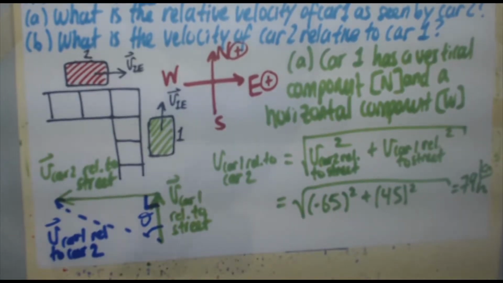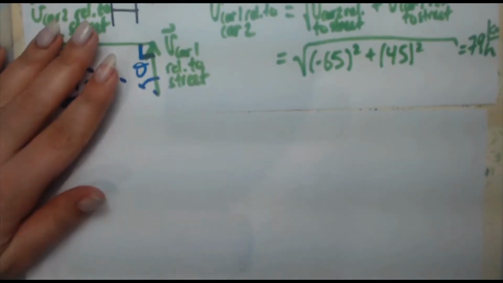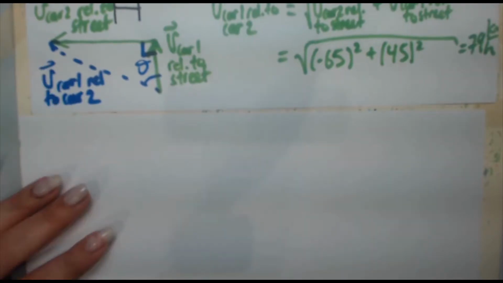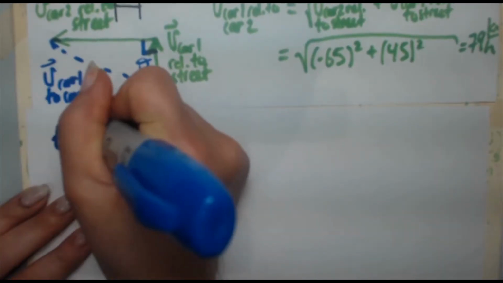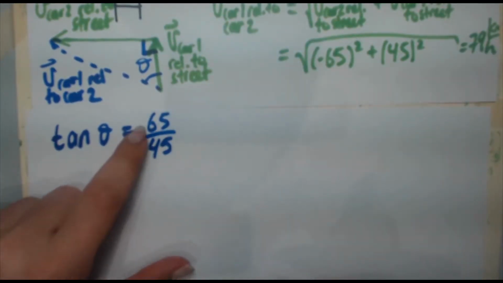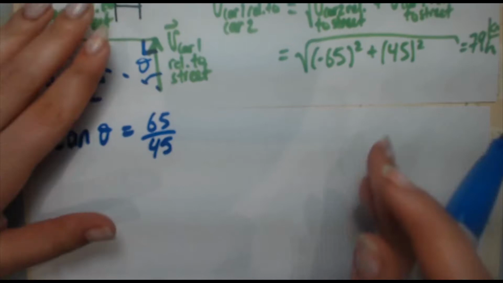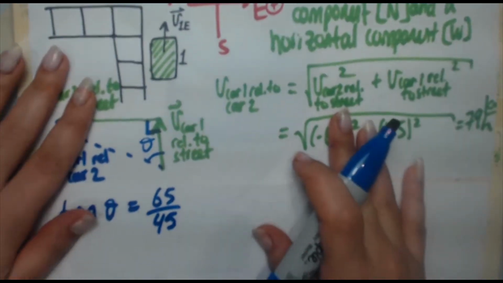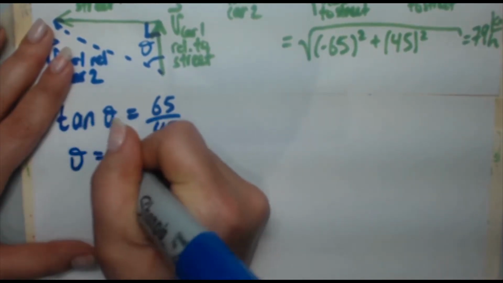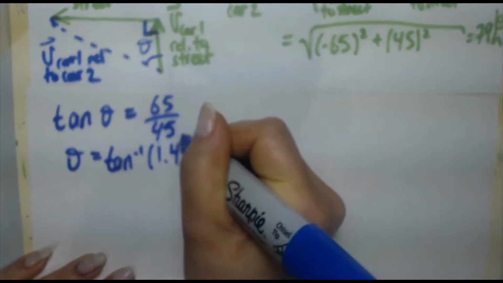So we need to do one more step. We need to determine that direction. So let's keep going with this. Based on our triangle here, we're going to use tangent because we know the opposite and we know the adjacent. So we're going to say tan theta is equal to 65 over 45. If you're wondering why I'm not putting the negative, it's because I'm simply finding the magnitude of this angle. I can establish the direction afterward based on my original coordinate system. So I'm just going to put in the numbers like this. 65 over 45, so therefore theta is equal to the inverse tangent, and this thing comes out to be 1.44 repeating.